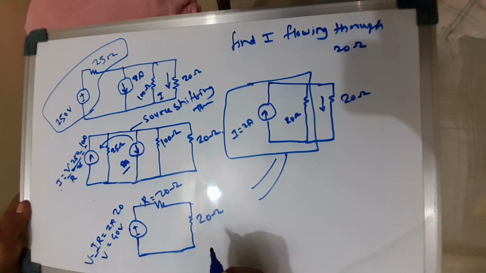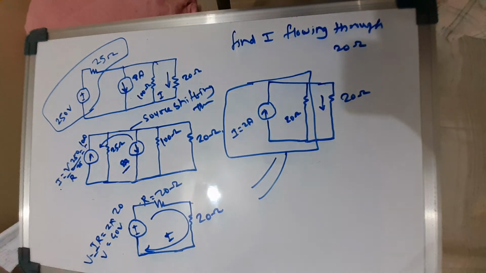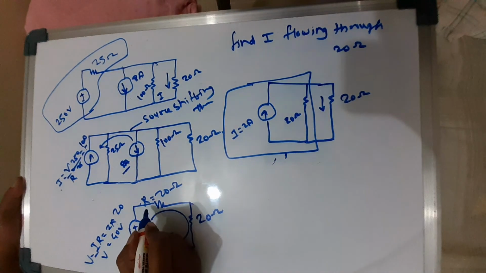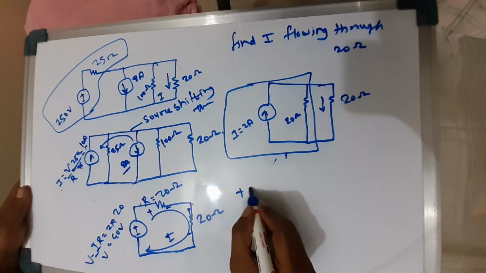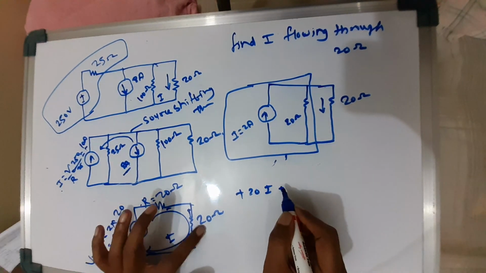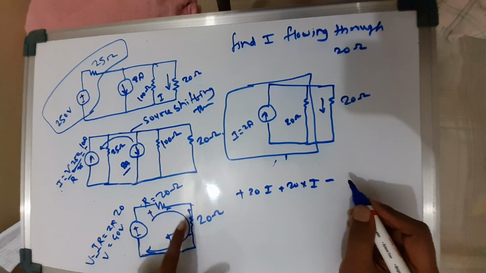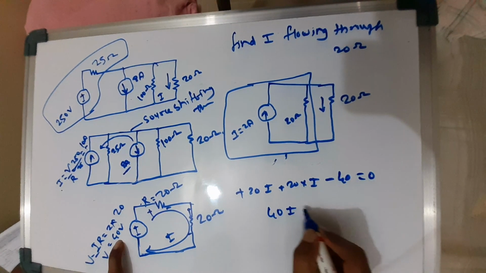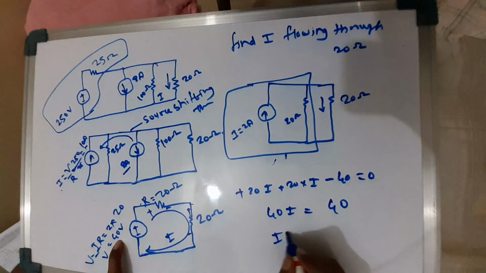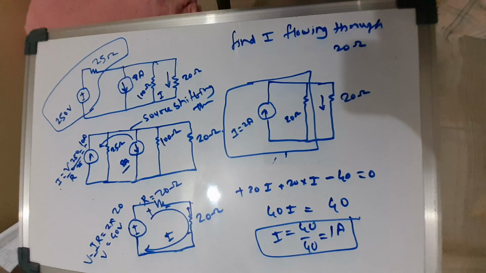Okay, this is 20, 20, so I have to apply KVL. We have to find out the current flowing through the circuit. So for this one, the equation you will start from here. Current is like this one, plus minus plus minus, so plus 20 I plus 20 into I minus, coming from here it is minus sign, 40 equal to 0. So 40 I equal to 40, so I equal to 40 by 40, that is 1 ampere. This is the final result. Thank you.